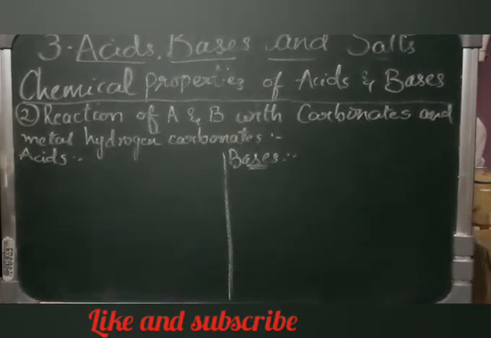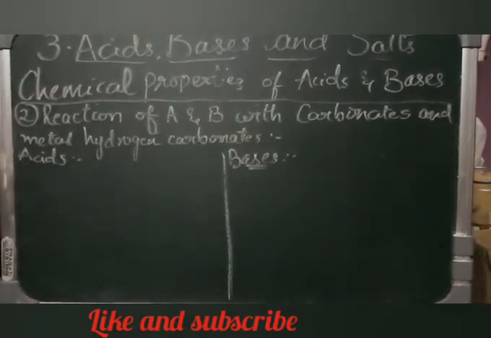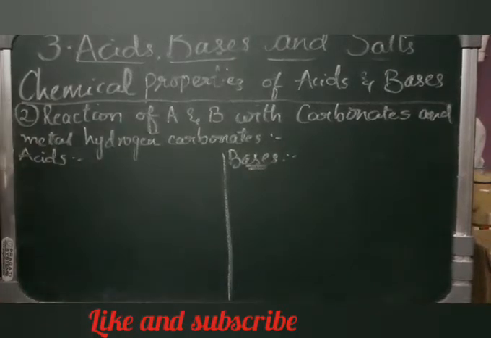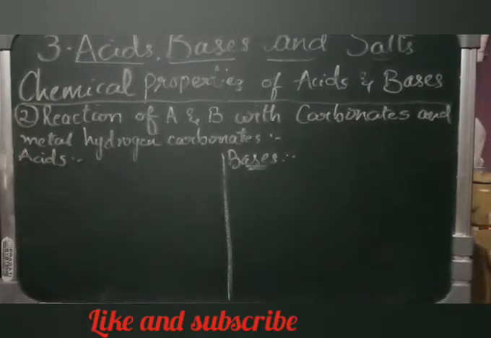So here we will continue with the chemical properties of acids and bases. In our previous video we have learned about the properties of acids, bases, and even the indicators, and we have learned about the first chemical property, that is, reaction of acids and bases with metals. Now we will continue with the second chemical property, that is, reaction of acids and bases with carbonates and metal hydrogen carbonates.